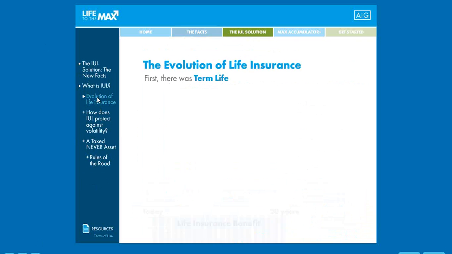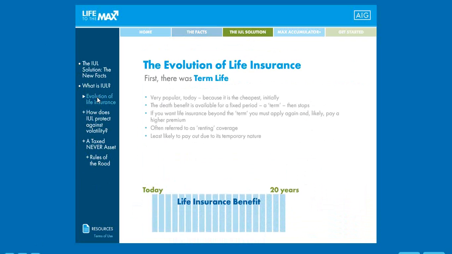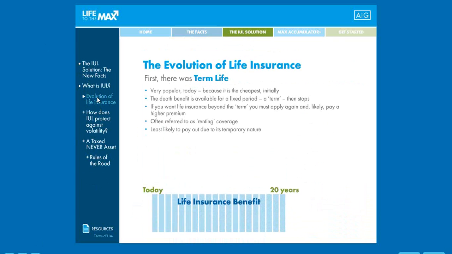You can take your client, if you need to, through the evolution of life insurance. Most people know what term insurance is, and maybe they've heard of whole life, but they haven't caught up with even the 1980s, and they don't know anything beyond that. So if that's one of your clients, they've been living under a rock for 40 years, you might want to walk them through this. We know that term life is extremely popular.